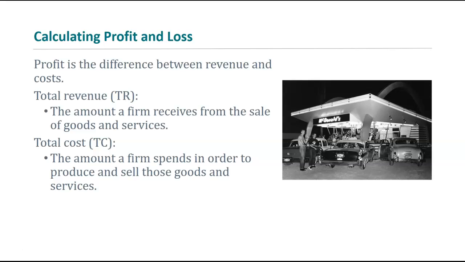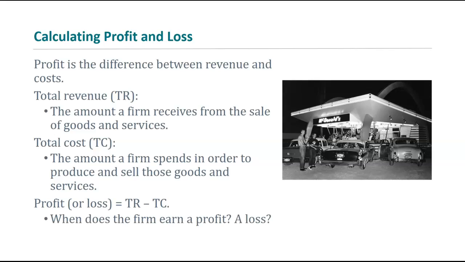Your profit, then, is your total revenue minus your total cost. And in parentheses here we have "or loss." When does the firm earn a loss? It's whenever the costs are higher than revenues, right? So you calculate your profit as revenue minus cost, and if that's a negative number, it means you actually have losses, not positive profits. As long as that's a positive number, you've earned a profit.